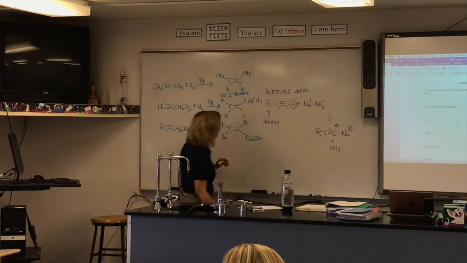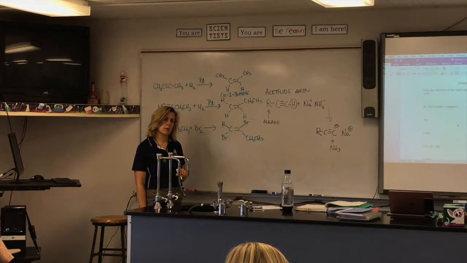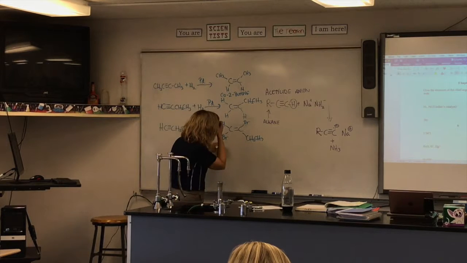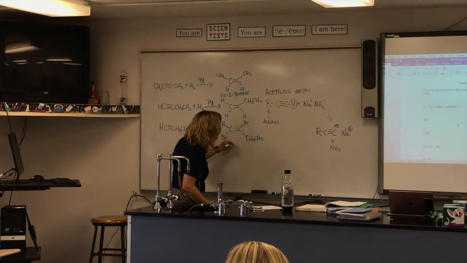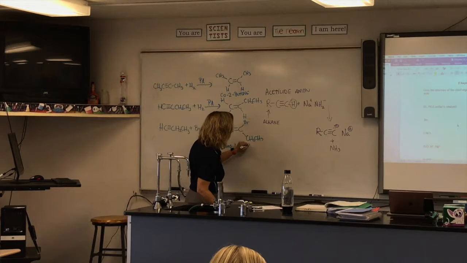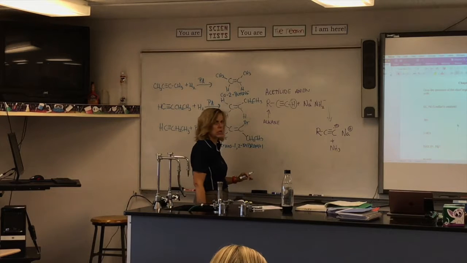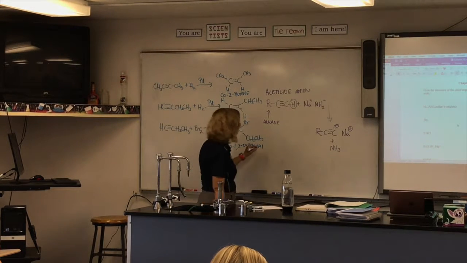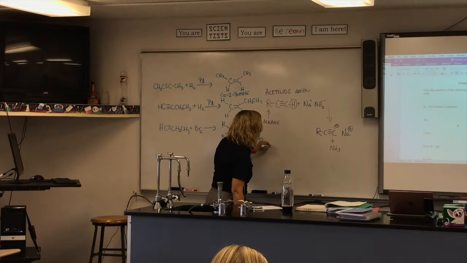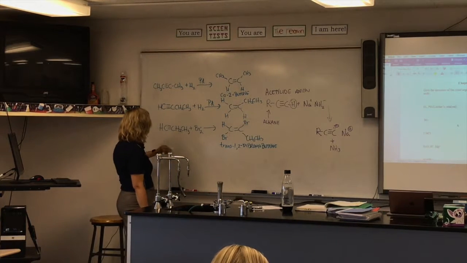Okay, so how do we name this one? Trans, right? Trans-1,2-dibromo. Propene? There's four. No. Butene, right? And it's the 1,2. Yep. All right. Let's do it real quick.